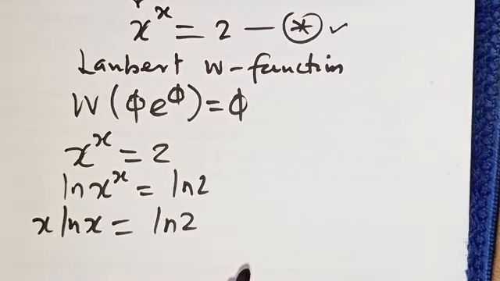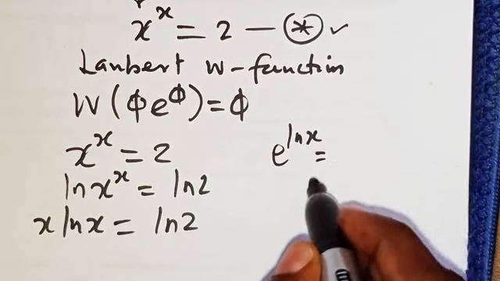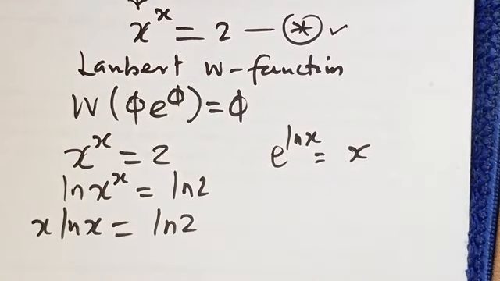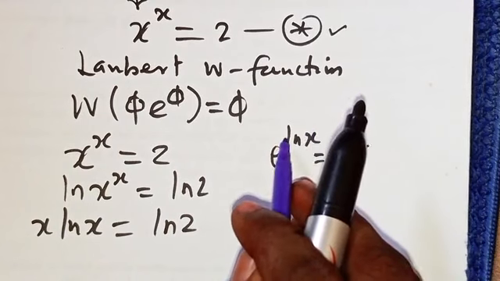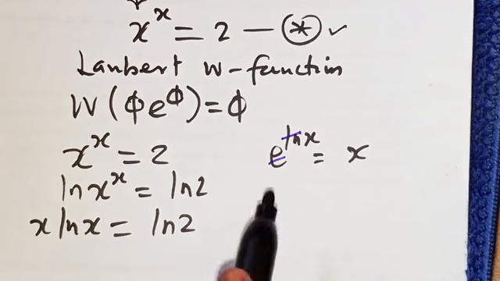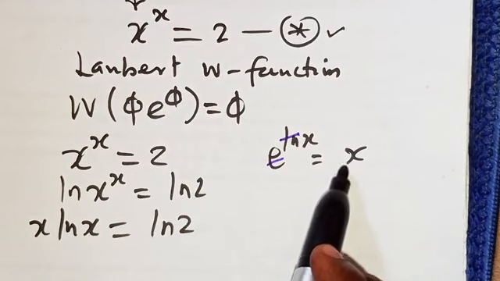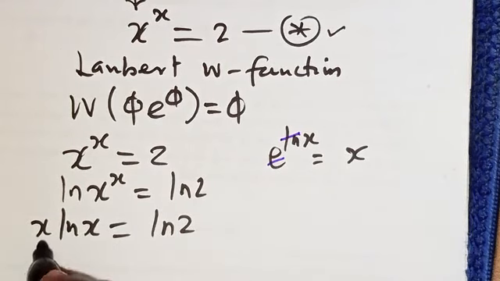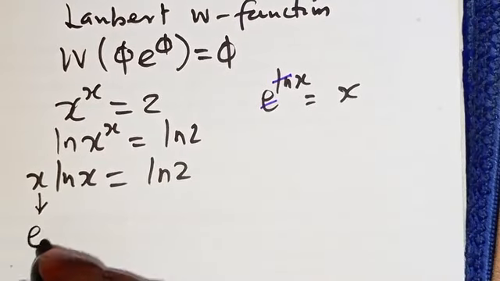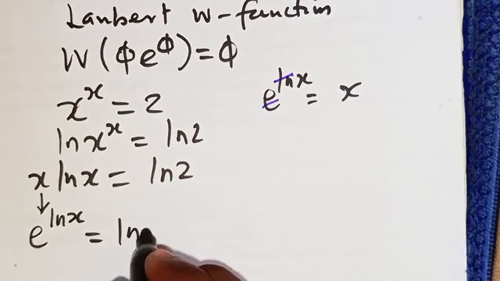Now I want us to do something here. If you have e to the ln x, this will give us x. The e and the ln cancel out, they are inverses of each other. But because the Lambert function has this e here, we are going to write this x in this form. That is, we are going to have e to the ln of x, equals ln of 2.